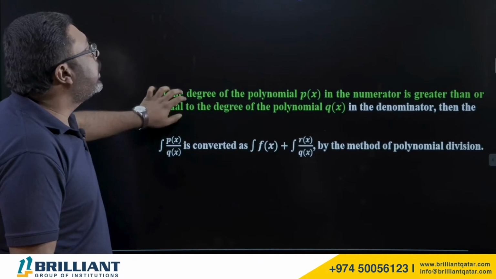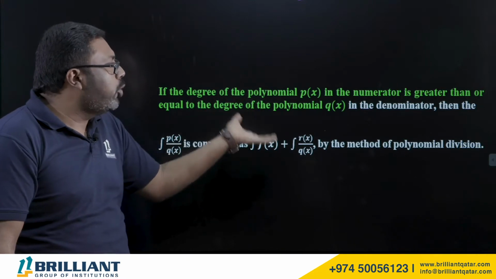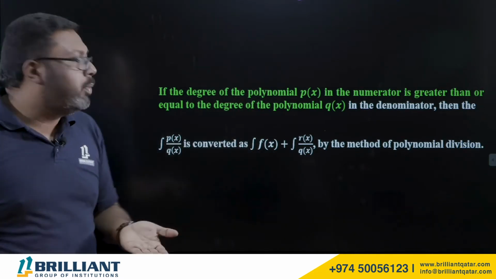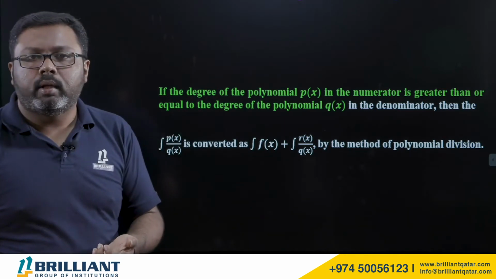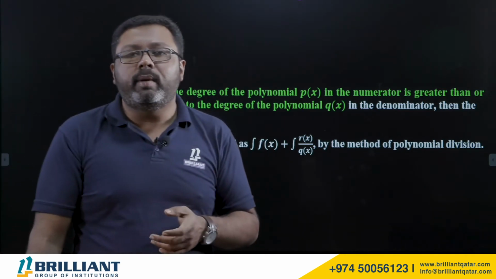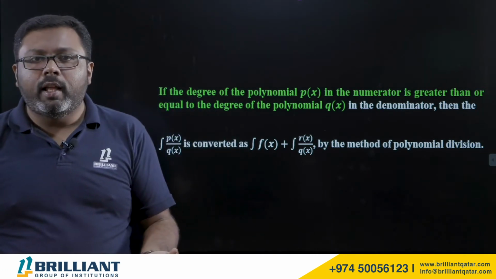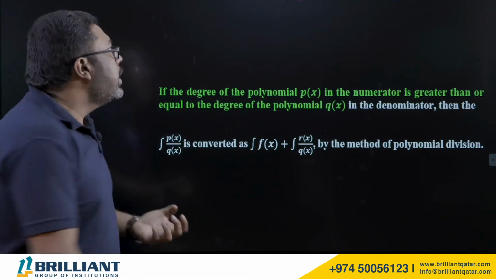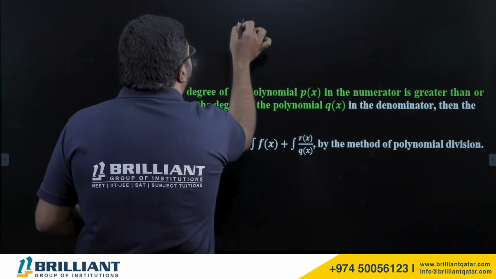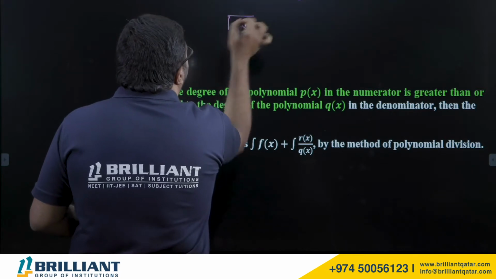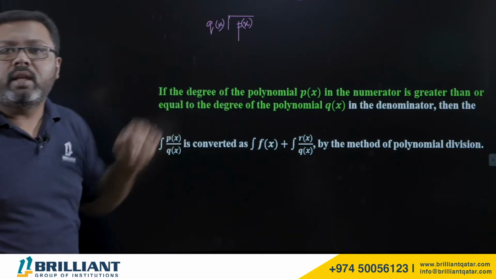Okay, next one. What happens if the degree of the polynomial p of x in the numerator is greater than or equal to the denominator? I told you partial fractions can only be done if the degree of the numerator is less than the degree of the denominator. So what happens if the degree of the numerator is greater than or equal to? Then you will simply divide these 2 polynomials.